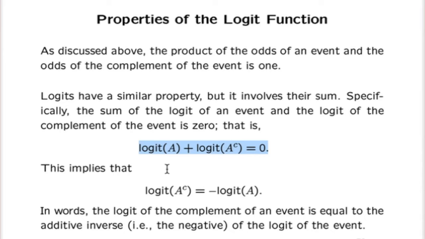For a given event A, the logit of A plus the logit of A complement will always be equal to 0. And so if we solve this equation for the logit of A complement, that tells us the logit of A complement is going to be the negative of the logit of A. In other words, the logit of the complement of an event is equal to the additive inverse, the negative, of the logit of the event itself.